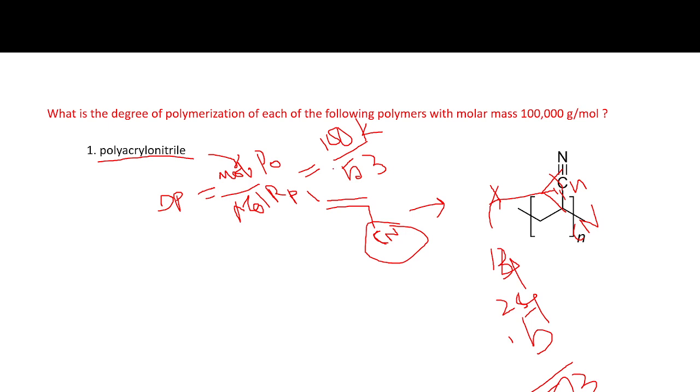Similarly, if you know the degree of polymerization, you can calculate the molecular weight. Or if you know the repeating unit and molecular weight, you can calculate the degree of polymerization. In all of these cases we have to know what repeating unit is present in our polymer system. So it comes to around 1886.